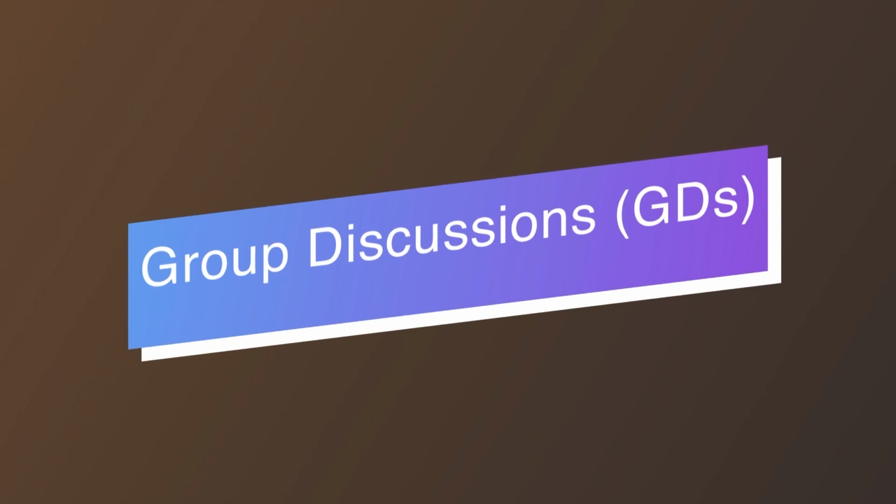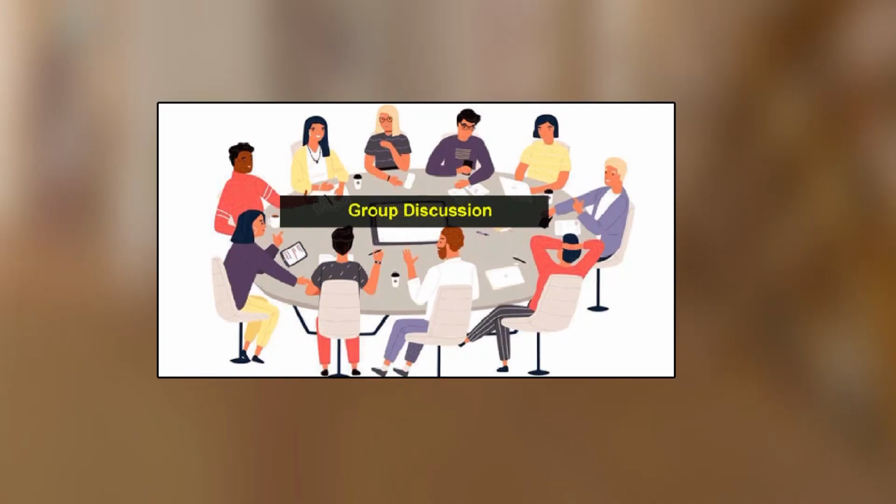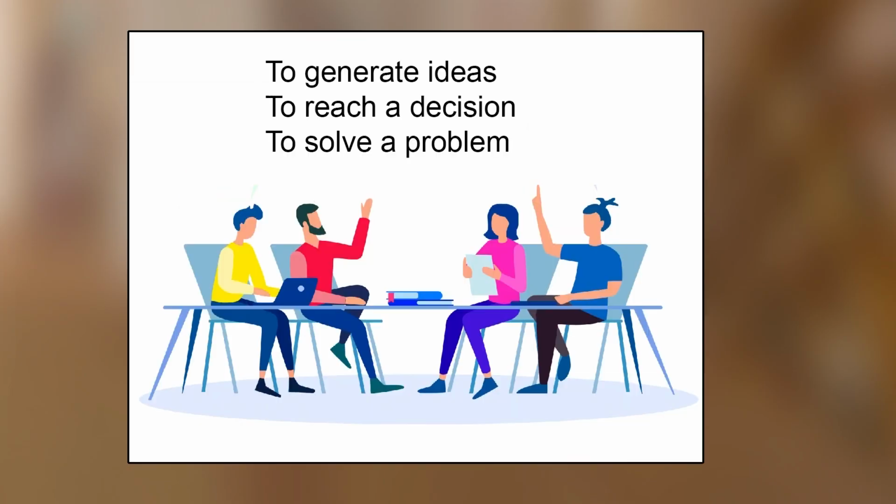Group discussions, or GDs as they are called in short, occur in many different formats, from very informal ones between friends to highly structured and challenging discussions which include job or higher education contexts, or they can happen at a workplace. When some people, any number from 4 to 10, come together and discuss a topic of interest to generate ideas, to reach a decision, or to solve a problem, it can be called a group discussion.